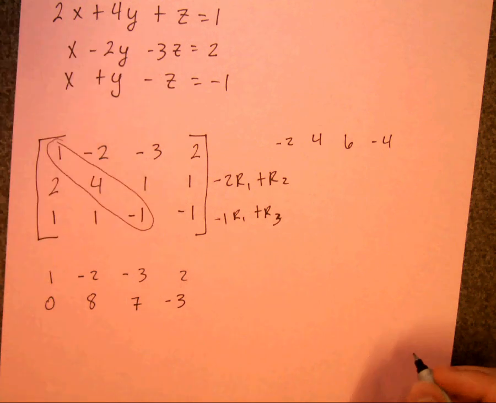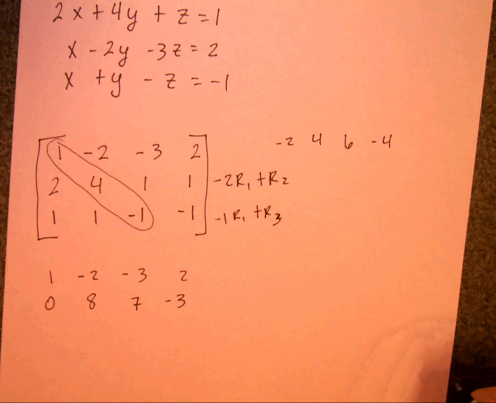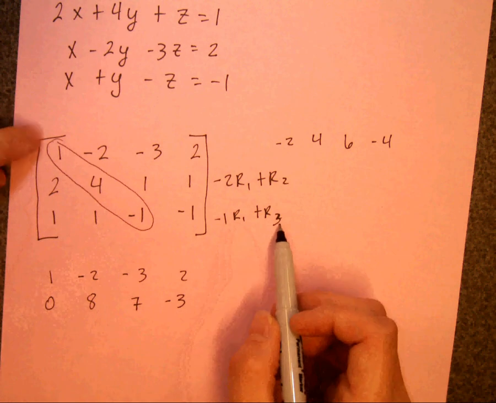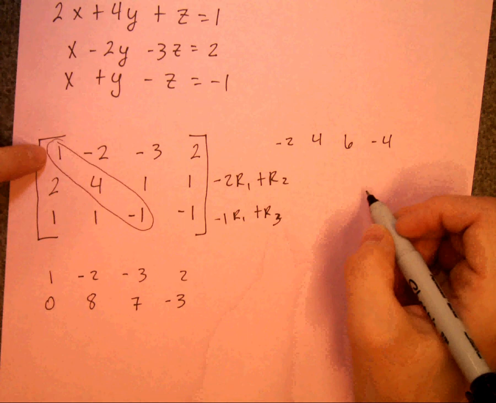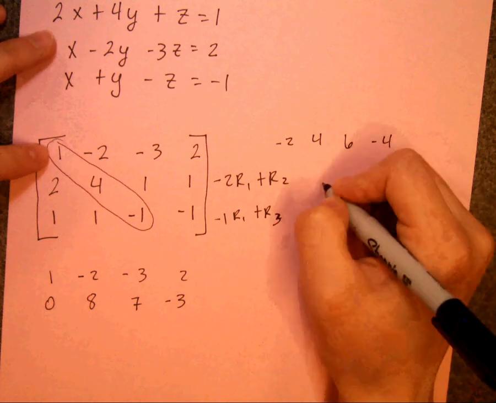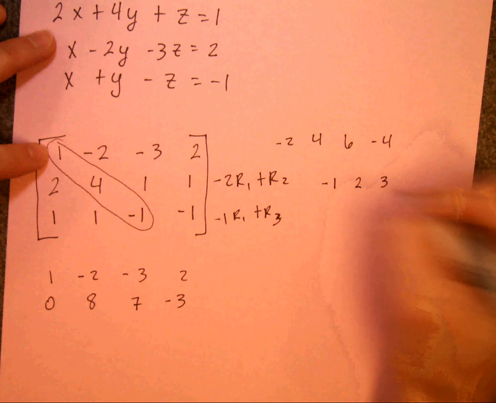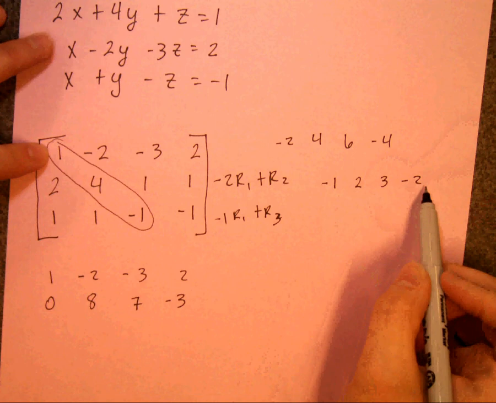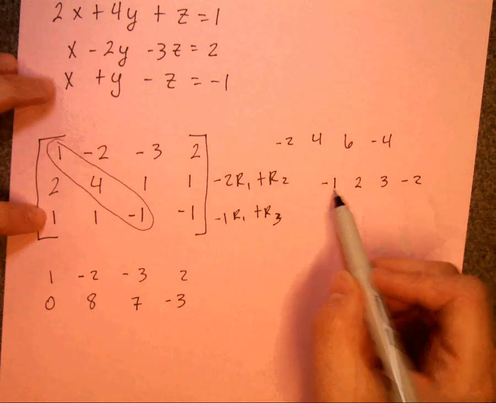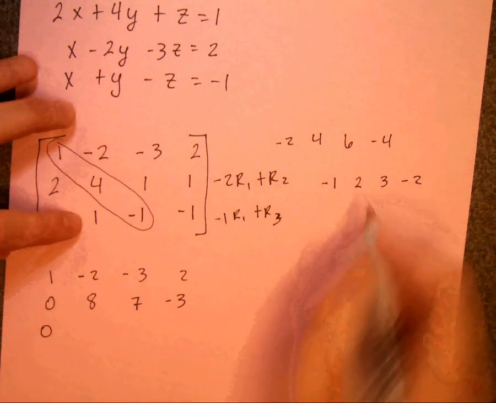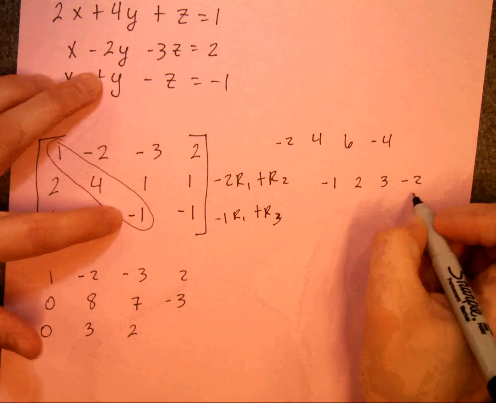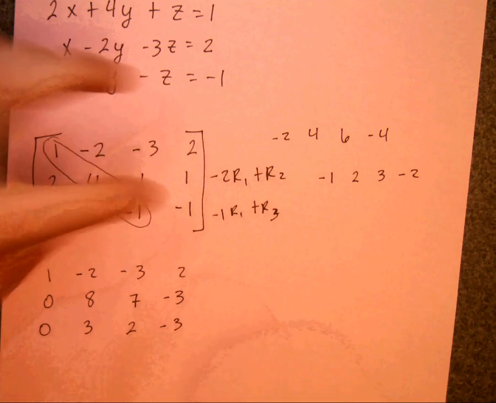Check my arithmetic. And now we'll do the same exact thing. I'm multiplying -1 times row 1 and adding that to row 3. Again, if we need to, we can write down what those values are. -1 times row 1 is going to give me -1, +2, +3, and -2. Now I'm adding these values to row 3. So -1 plus 1 is 0. 2 plus 1 is 3. 3 plus -1 is 2. And -2 plus -1 is -3.